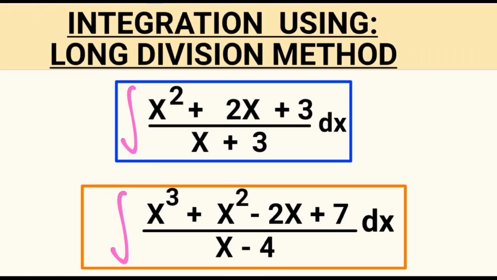My name is Bino, and in this video we will integrate the following using the long division method. We use the long division method when we have a quotient of polynomials and the highest power of the polynomial in the numerator is greater than the highest power of the polynomial in the denominator. Like in this case as well, the highest power in the numerator is x to the power 3, which is greater than the highest power in the denominator, x to the power 1.